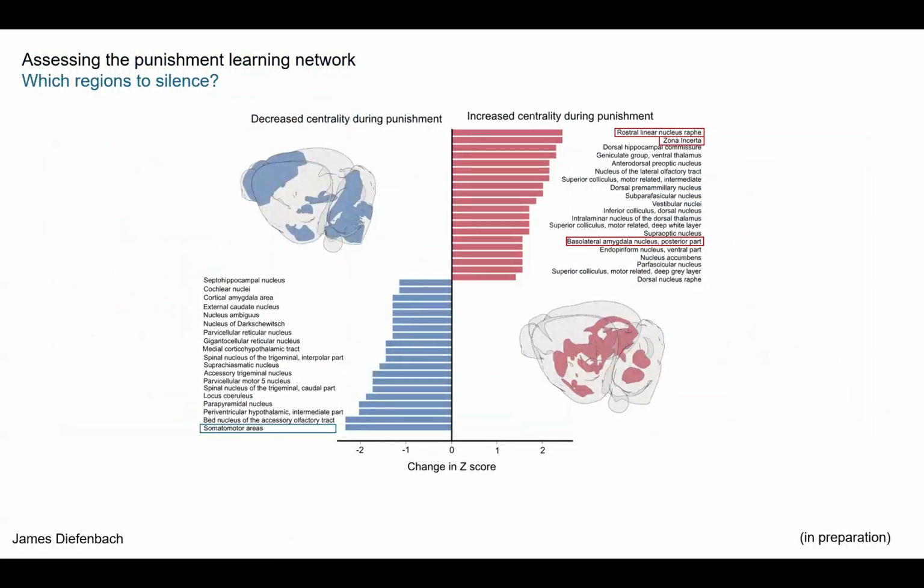But which regions to silence? We looked at all of the brain regions, and we looked at those that showed the greatest change during punishment learning, the greatest increase in functional connectivity. And number one on the list was, I hadn't heard of this before, the rostral linear nucleus of the raphe.